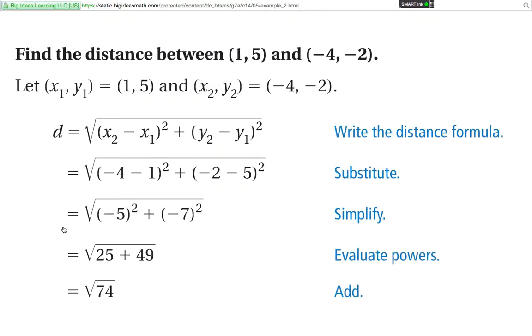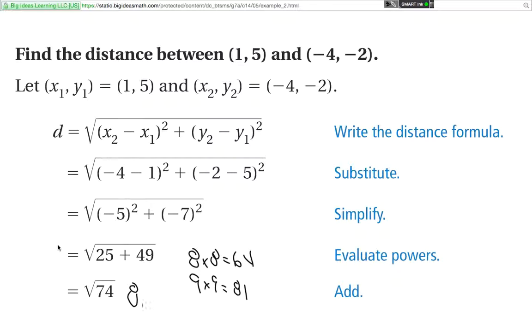You can go a little farther in depth and estimate what numbers it falls between: 8 times 8 is 64, and 9 times 9 is 81. So what would be the approximate distance of this?